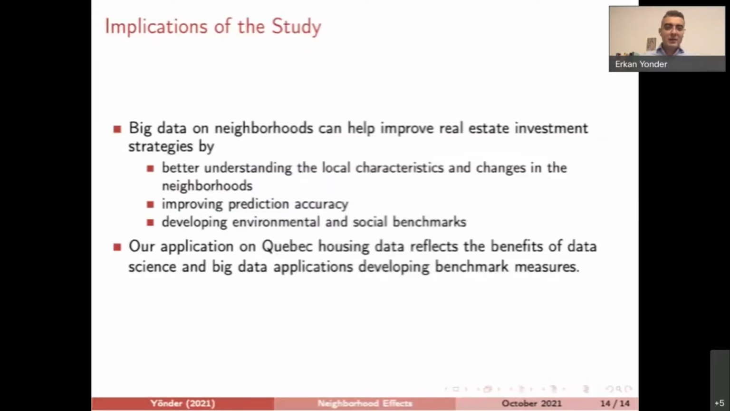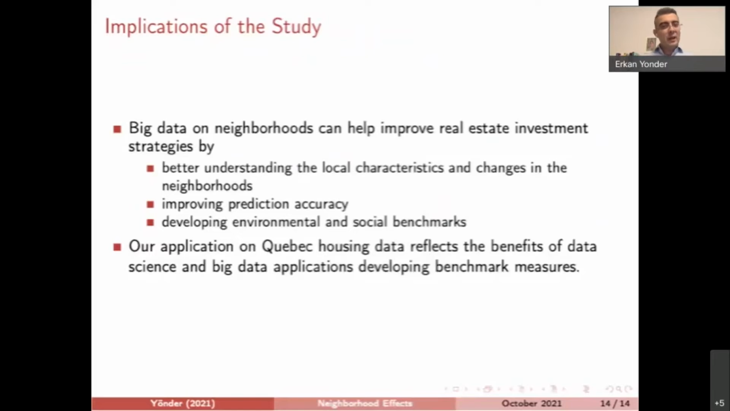Okay, so to summarize, so that we can also switch to the discussion. The main idea here is that we can benefit from big data and data science a lot, and data science can help us improve our real estate investment strategies. So in this project, we focused on improving prediction accuracy and developing a value benchmark based on neighborhood characteristics.